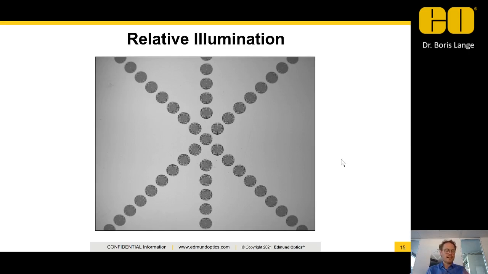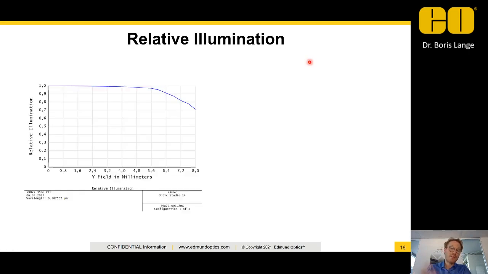Just to bring everyone up to speed, ignore all the Siemens star patterns here. Relative illumination is the effect that you have a certain count level in the center of your field of view, and then as you go towards the corner of your image, it gets darker and darker. That's what we refer to as relative illumination, and you can quantify that quite easily.